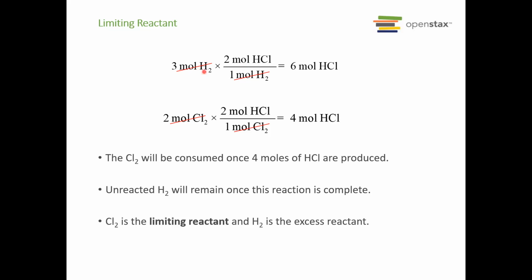And with the hydrogen, we've got 3 moles. We get 2 moles of HCl for every 1 mole of hydrogen. So we could make 6 moles of HCl based on that amount of hydrogen. But with the chlorine, since we only have 2 moles of that, we could only produce 4 moles of HCl. So in this case, the chlorine, since it can only be used to produce 4 moles of HCl, is going to be our limiting reactant. That would be the one that would get completely used up if we were to mix these two together. And then we would still have 1 mole of hydrogen left over, unreacted.